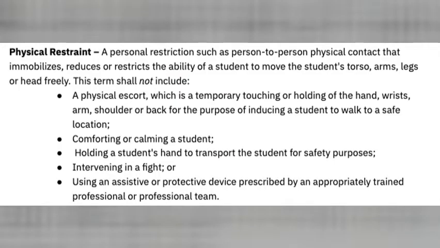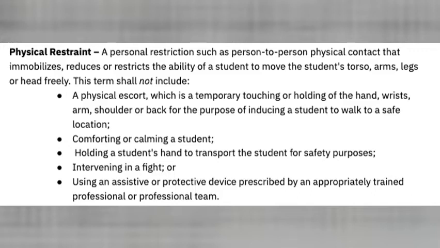The next is physical restraint. A personal restriction, such as person to person physical contact, that immobilizes, reduces, or restricts the ability of a student to move the student's torso, arms, legs, or head freely. So, again, if you are impeding a child's ability to move their torso, arms, legs, or head freely, that is considered a physical restraint.